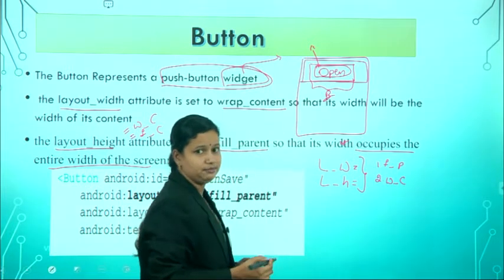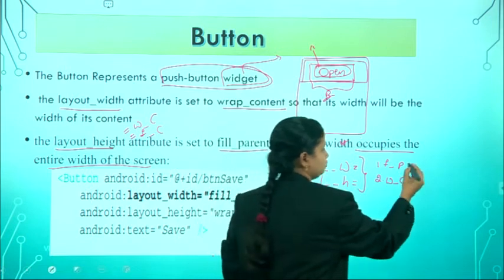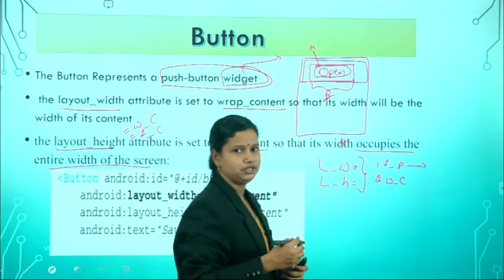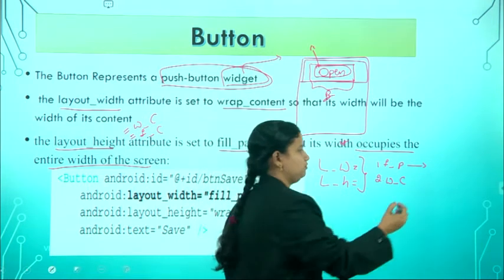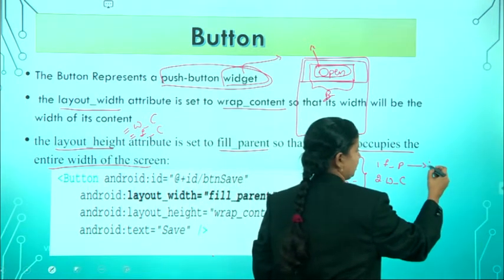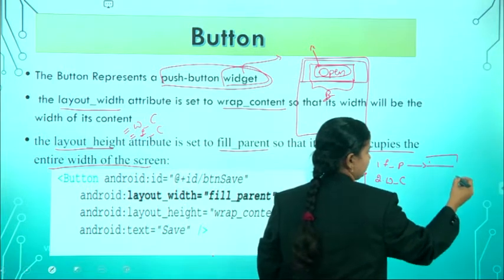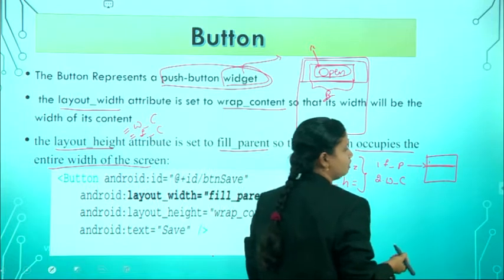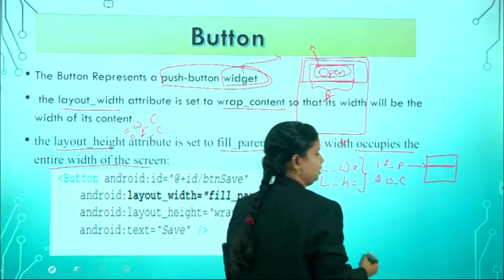So what is fill parent? Whatever width is available in your user interface design, that much width is allocated to the contents. So your user interface is like this. The width of the button occupies all the space that is available.